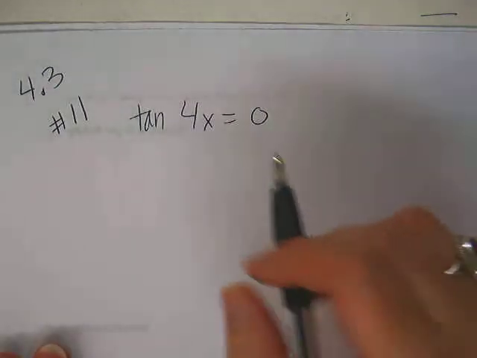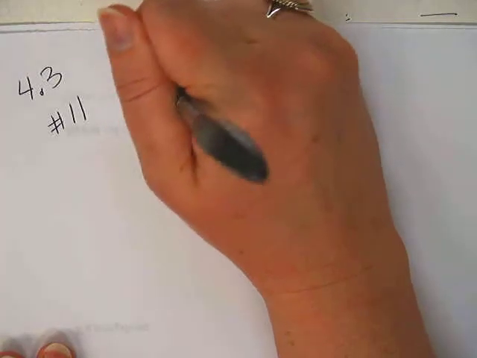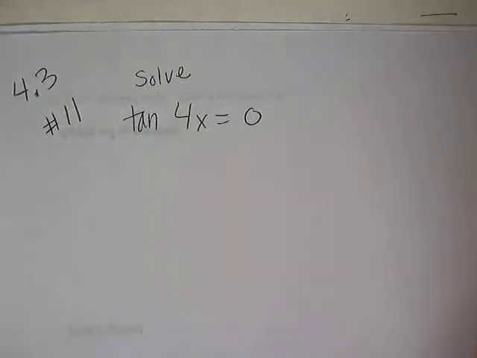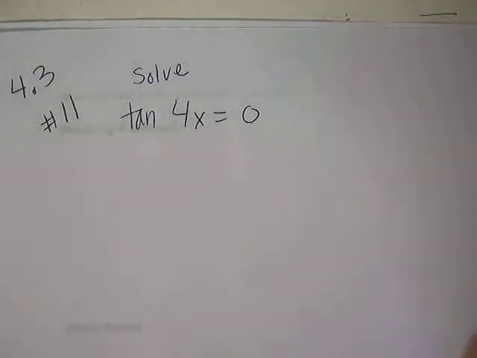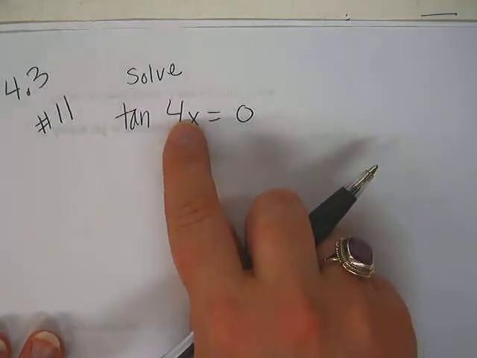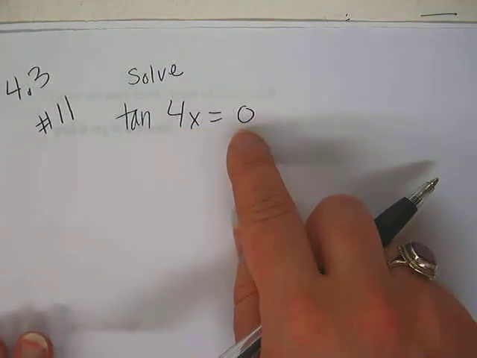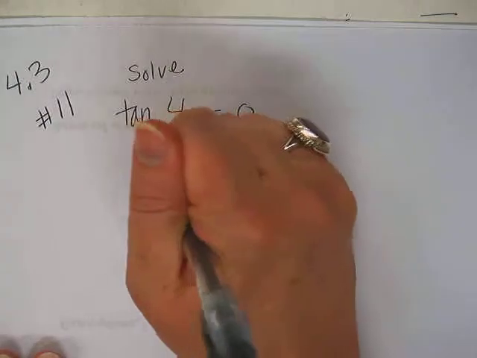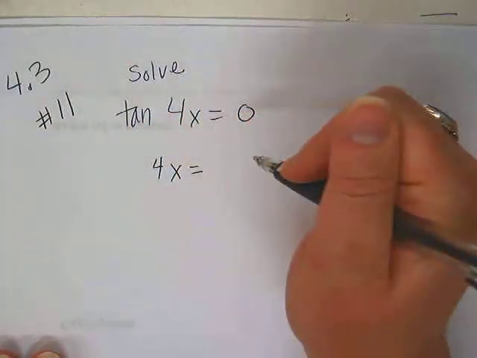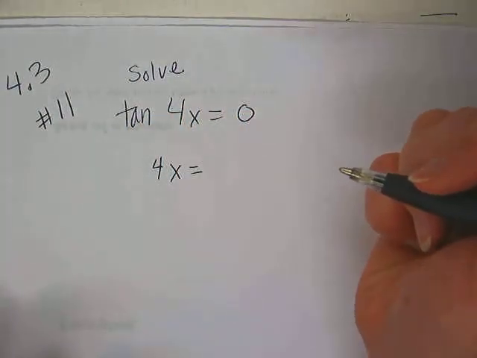So section 4.3, number 11, it's solve tangent 4x equals 0. The instructions say to find all real numbers that satisfy, so we're doing infinite answers. So we start by ignoring the fact that it's a 4x, and we just think about where is tangent 0? It is 0, right? And then it repeats every pi. Good. So 4x is going to be equal to 0 plus it repeats every pi.